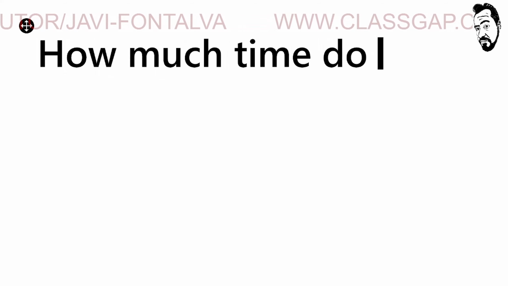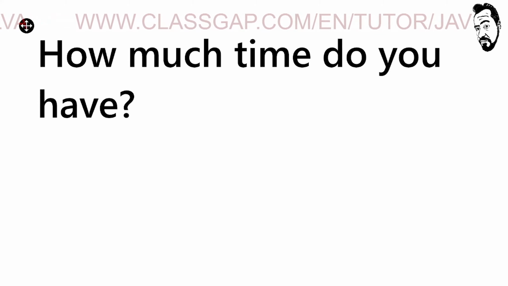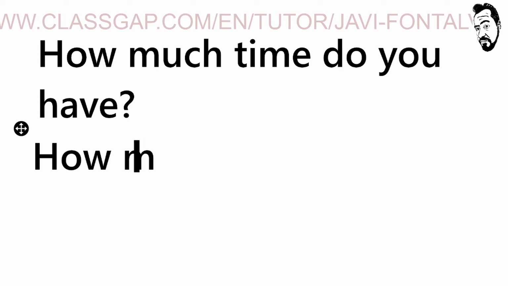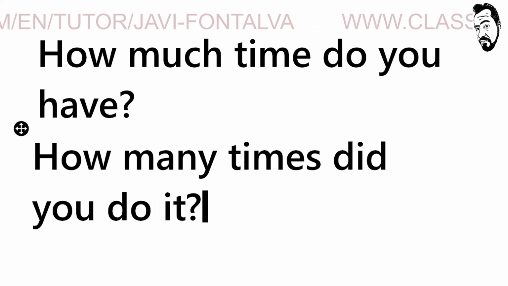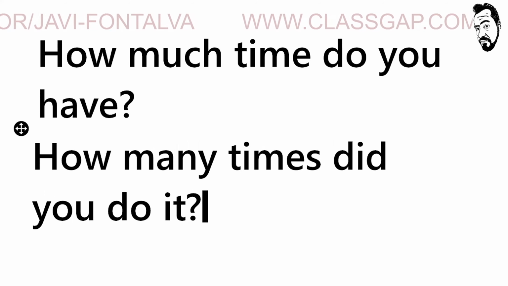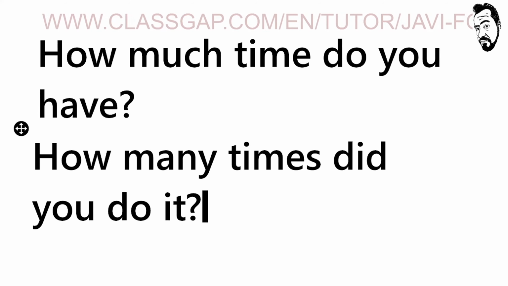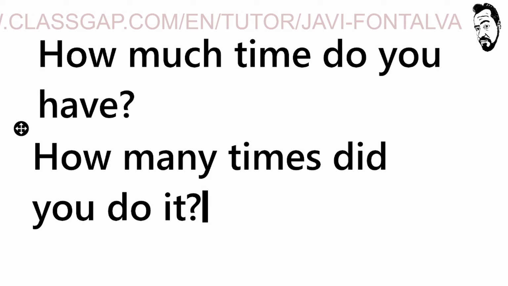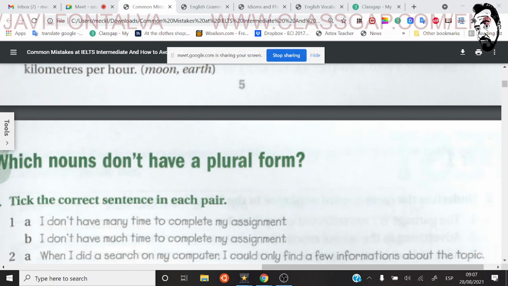So for example, notice the difference. How much time do you have? Here I'm talking about hours, seconds, minutes. However, I could also say, how many times did you do it? Here I'm talking about the repetition. Once, twice, three times, four times, how many times? The number of repetitions of the activity, not minutes, seconds or hours. So this happens also in English. The second is countable and the first one is uncountable. Exactly. So how many times? I can say two times in the week.